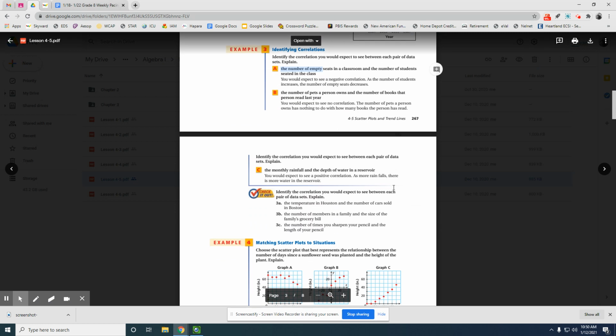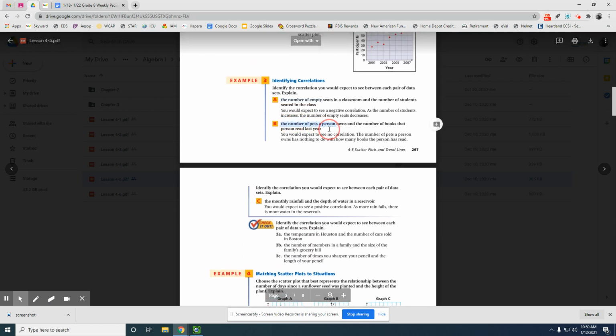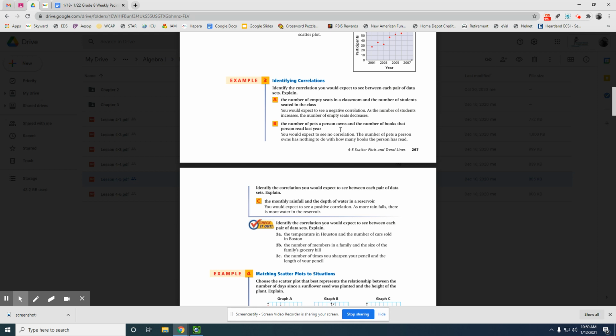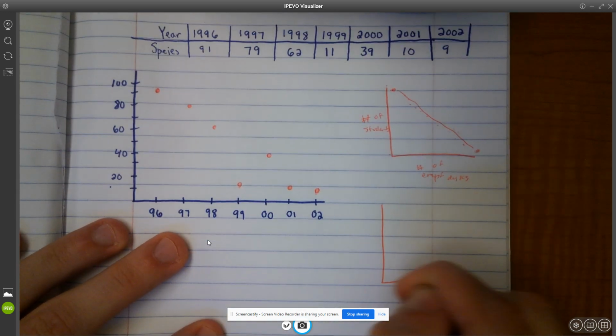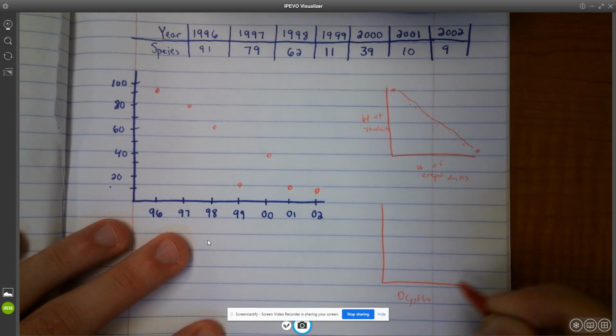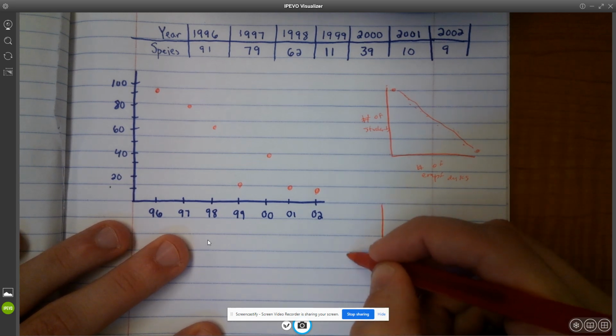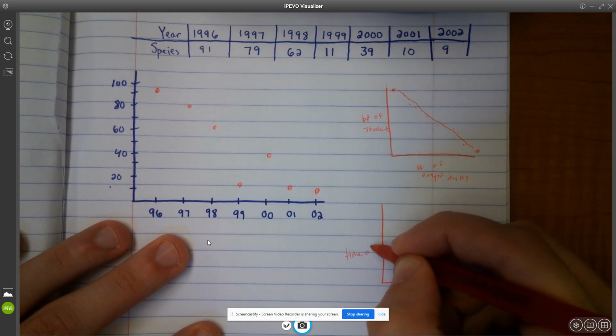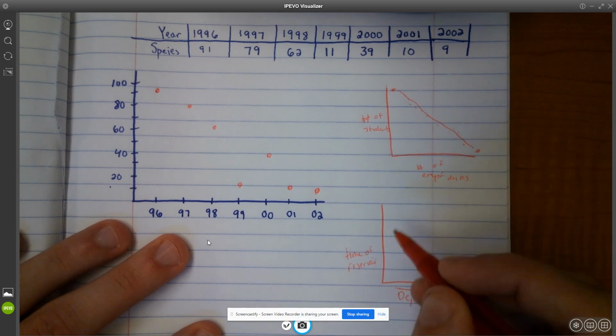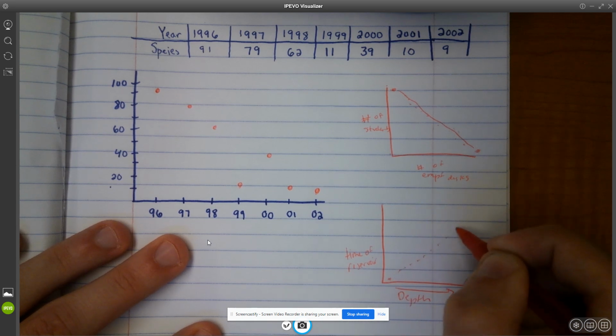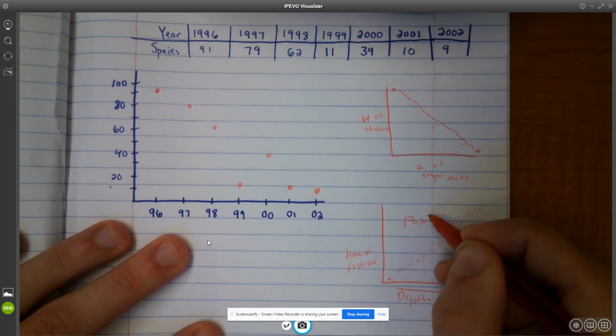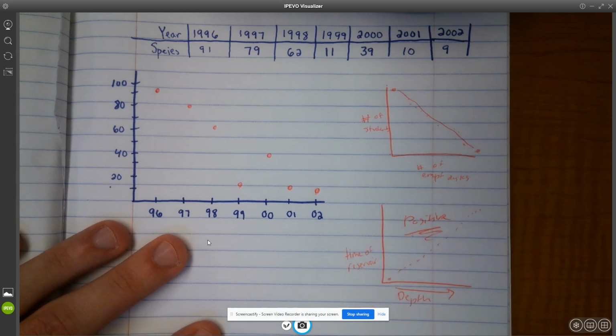A different one would be B, the number of pets a person owns and the number of books that person read last year. So no correlation. There's nothing in common between those two things. Third one, the monthly rainfall and depth of a reservoir. Again, if I were to try another graph like this, the farther this way, the deeper it gets, and then time. With less time, it's going to have not that much depth, but more time is going to get deeper and deeper and deeper. This one, looking at the screen, goes up and to the right, so it would be a positive correlation.